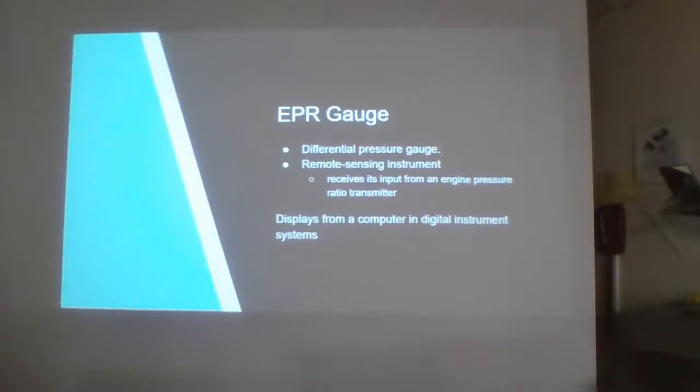The EPR gauge is a differential pressure gauge. That differential pressure is between the inlet air and the exhaust gas air. It's a remote sensing instrument. It receives its input from an engine pressure ratio transmitter. And in digital instruments, the display is often on a computer.